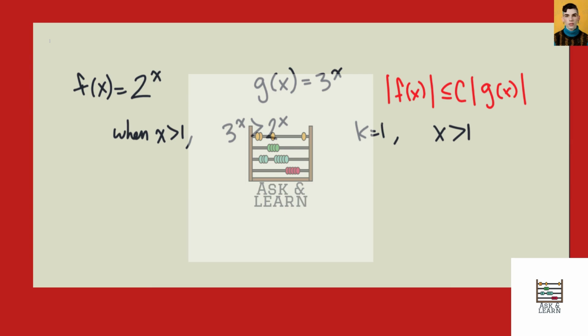Okay, so that gives us that the absolute value of 2 to the x must be less than or equal to the absolute value of 3 to the x. Okay, so if we take c to be equal to 1 or larger than 1, then with k equal to 1, that is having x being larger than 1, and c being equal to 1, the constant that could go in front of this g function, then we have that it is, in fact, big O. So that one kind of takes care of itself.